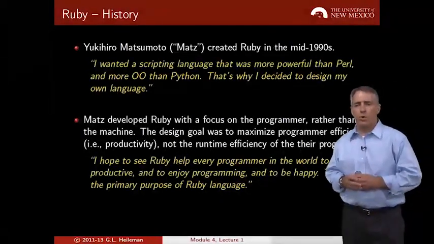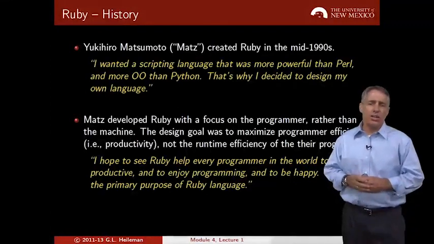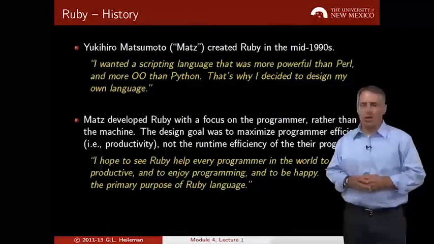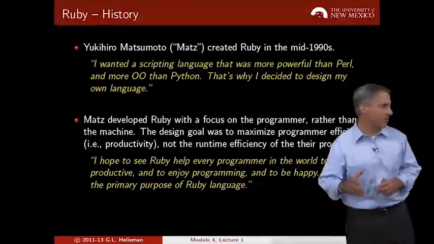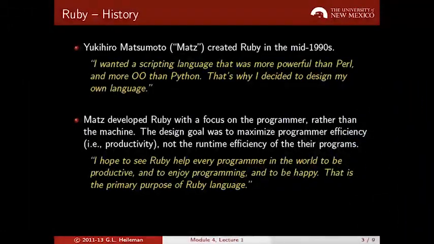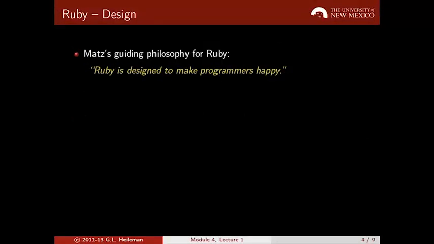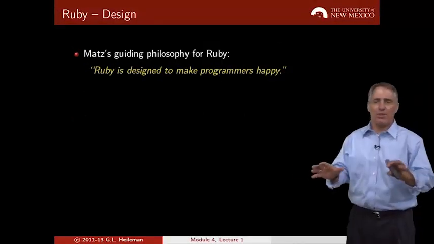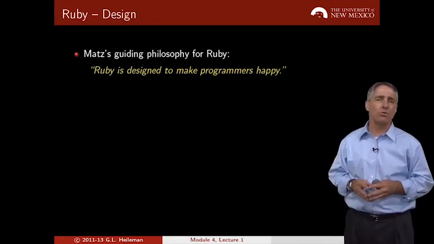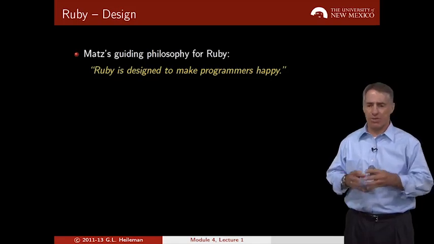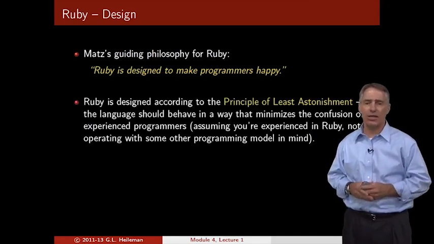So here's another quote that I like: I hope to see Ruby help every programmer in the world to be productive and to enjoy programming and to be happy. That's the primary purpose of the Ruby language. This is, again, another quote from Matz. So, again, this is what you see on the web that's shortened, that Ruby is designed to make programmers happy. That's kind of a shortening of the previous statement. But this is the guiding philosophy behind this.